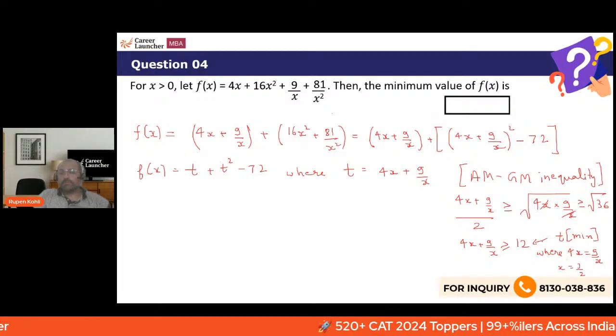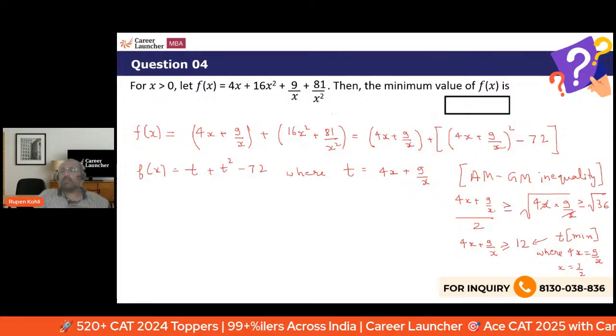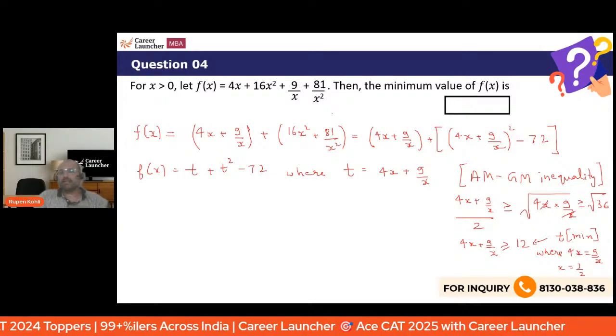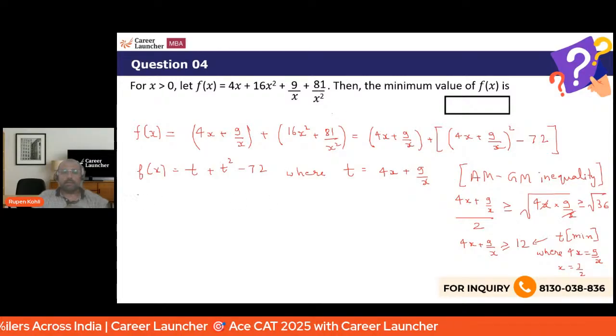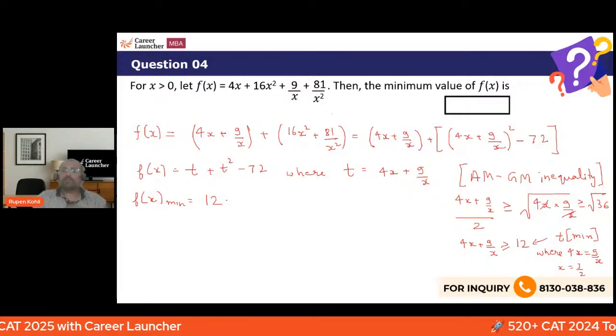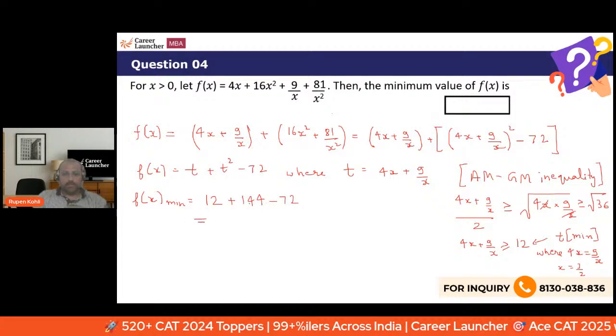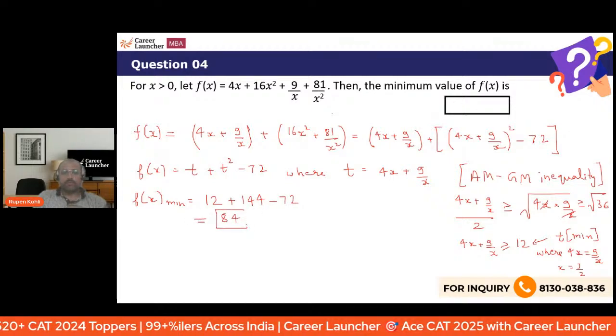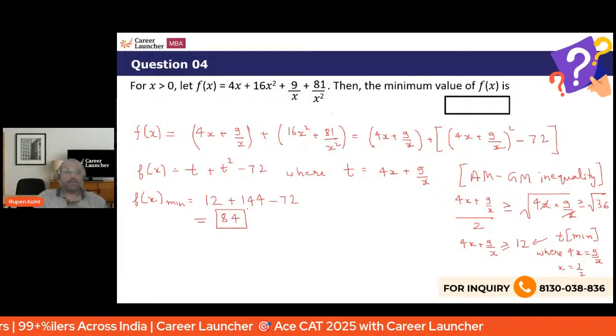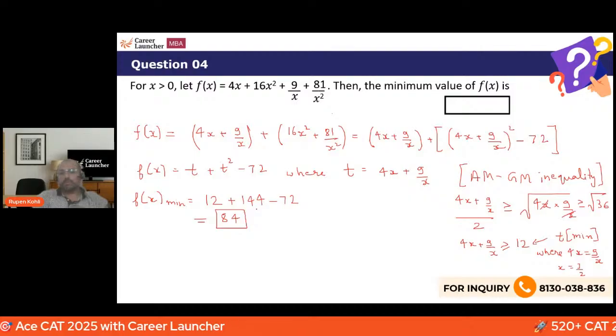So you can check that when we put x equal to 3 by 2 over here, we get 4 into 3 by 2, 6, plus 9 over 3 by 2, 6, so 6 plus 6, 12. That is the idea of the AM-GM inequality. So f(x), the minimum value of that becomes 12 plus 12 square, 144, minus 72, which is 72 plus 12, 84, right? Okay. So this question was based on the AM-GM inequality.